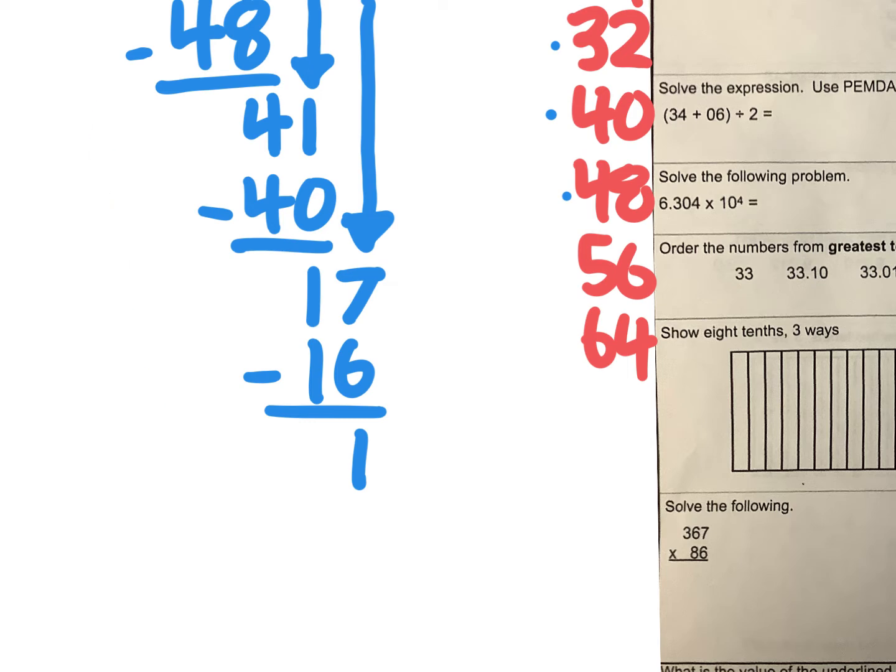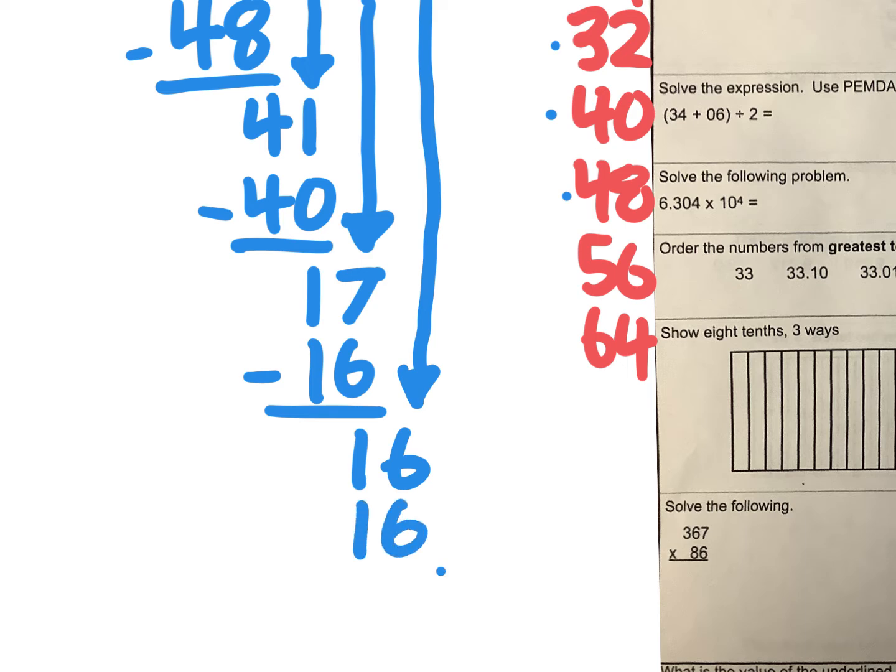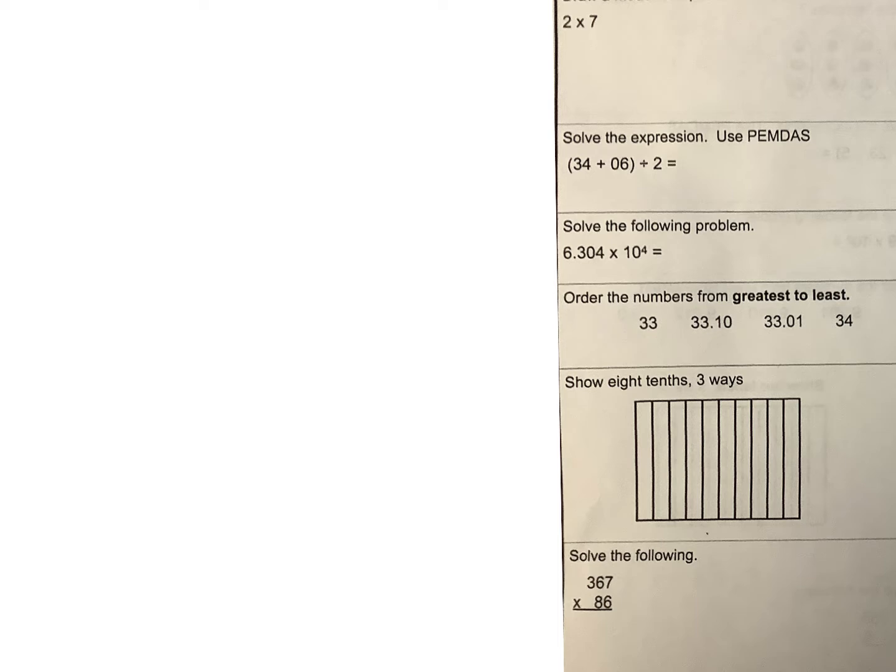So now I can bring down this 6, which gives me 16. 8 will go into 16. 2 times 8 equals 16. 16 minus 16 is 0. My final answer is? Great job. All right, in our next problem, they want us to draw a model to represent the following problem.